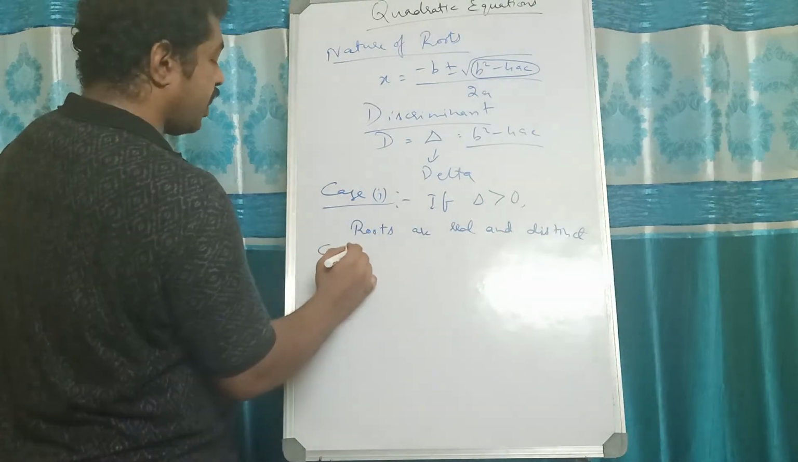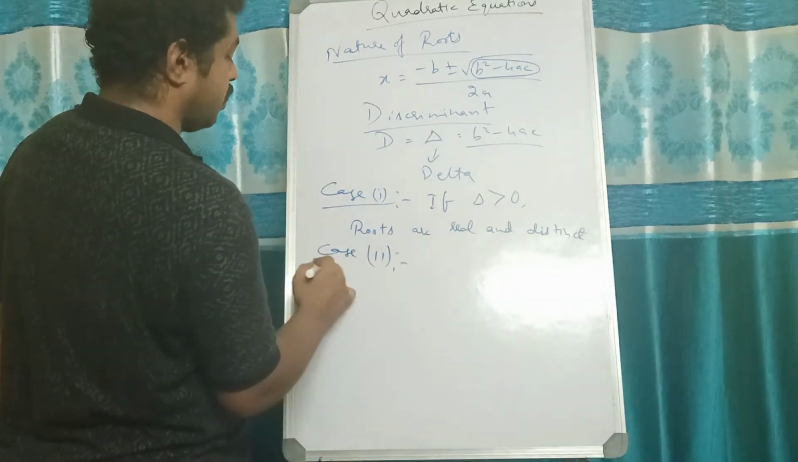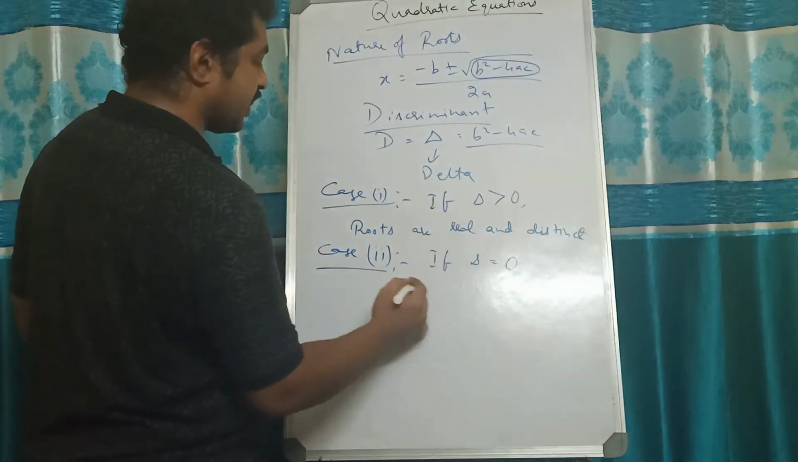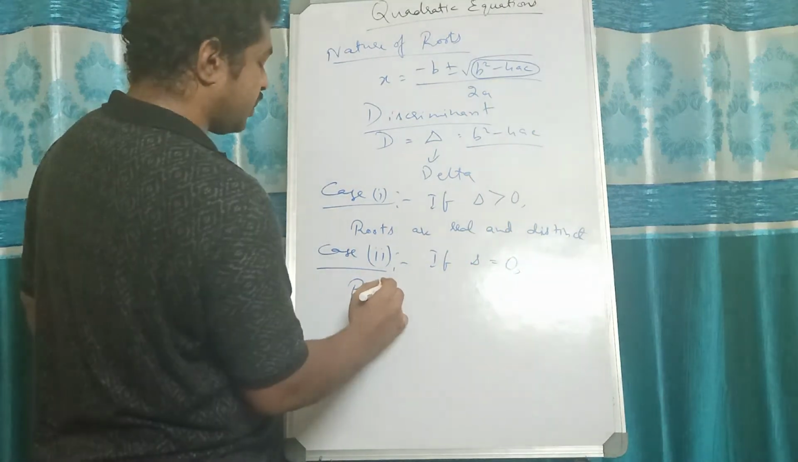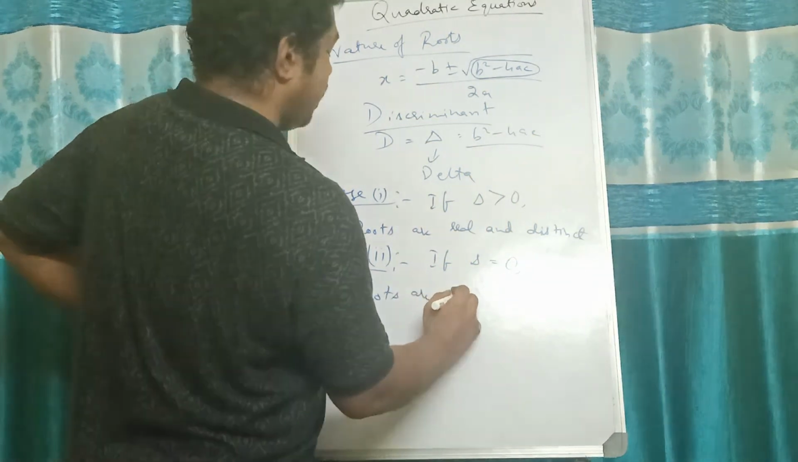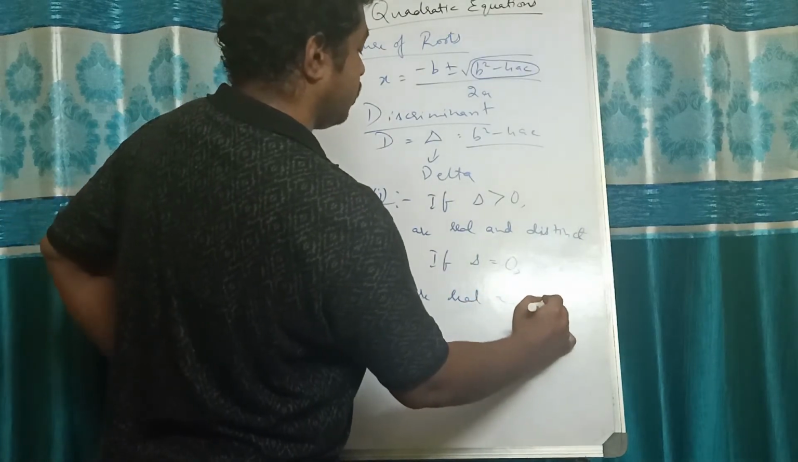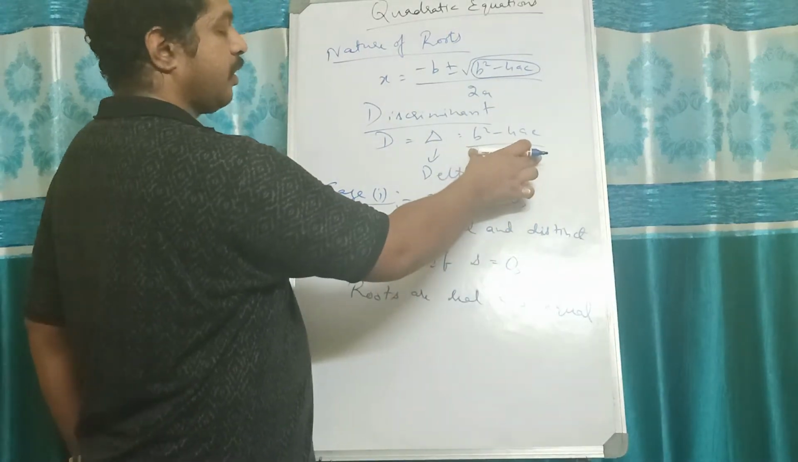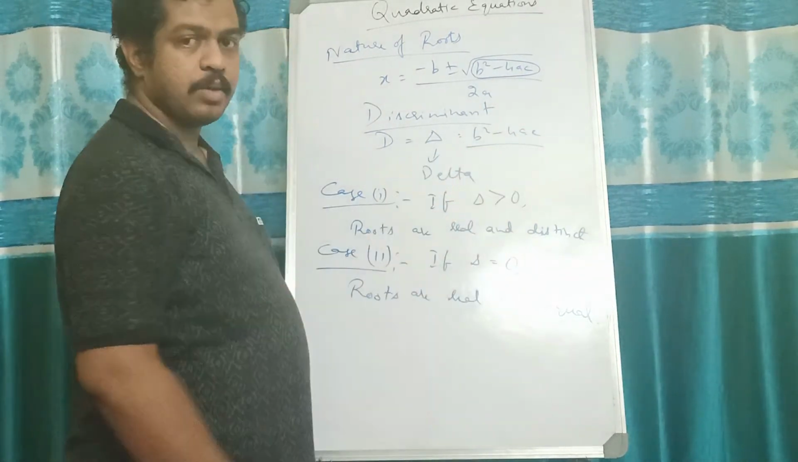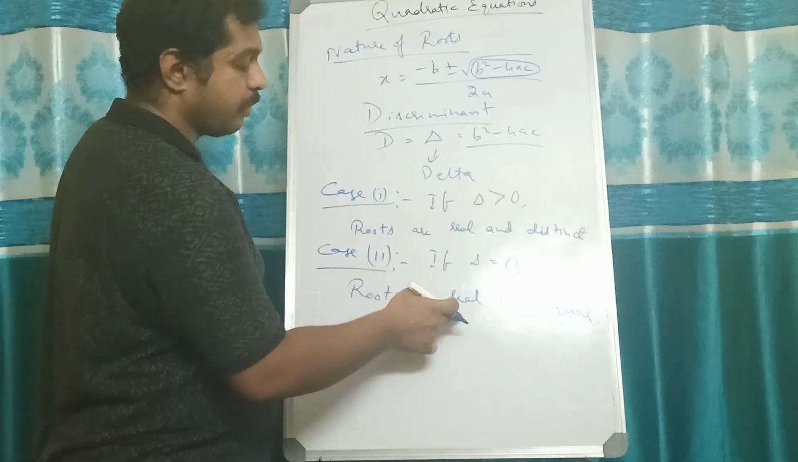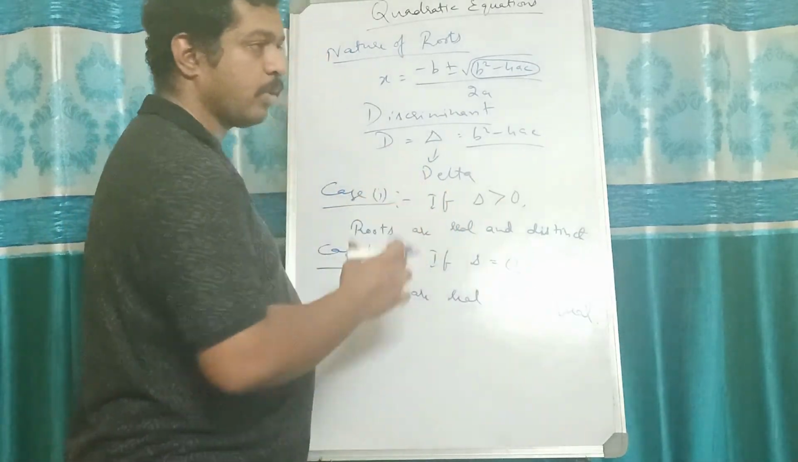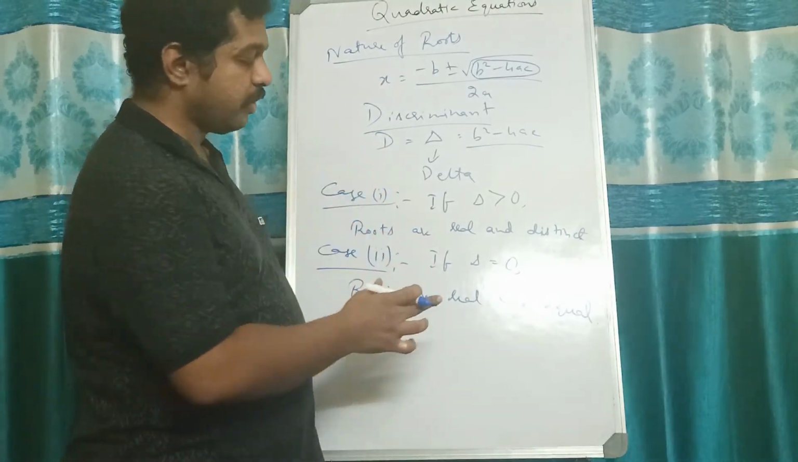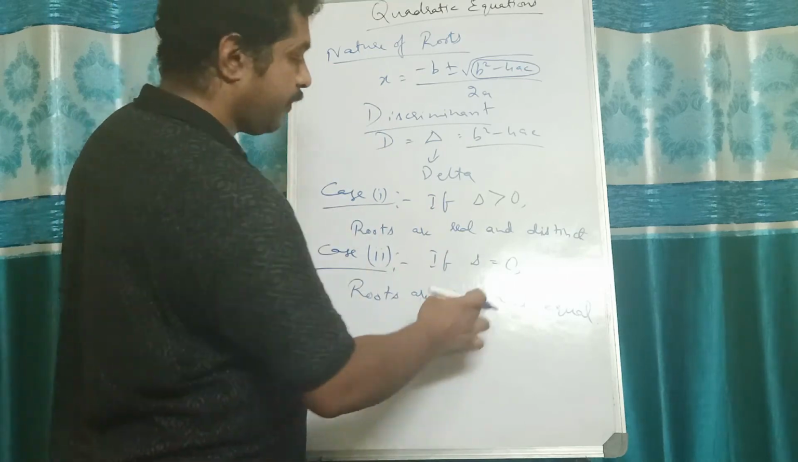Then coming to case 2, what if delta is exactly equal to 0? If it is exactly equal to 0, then we can say that the roots are real and equal. The meaning of this is, after finding this value, if it is exactly equal to 0, then the roots will be real numbers and also equal, like x is equal to 3, x is equal to 3. So the roots will be real and equal if it is equal to 0.